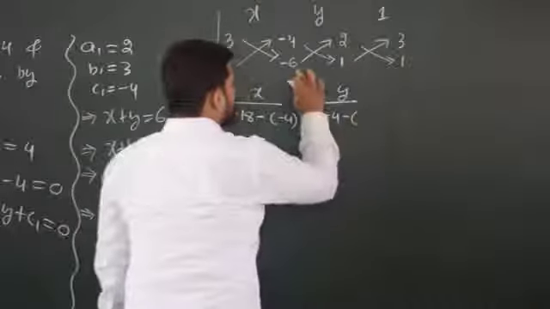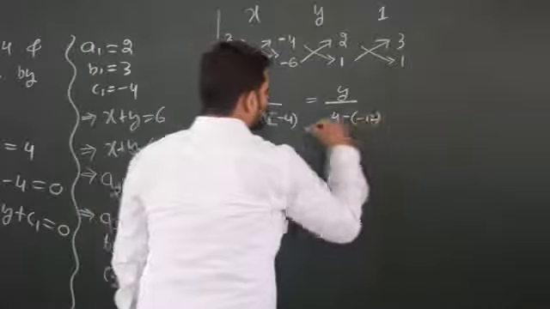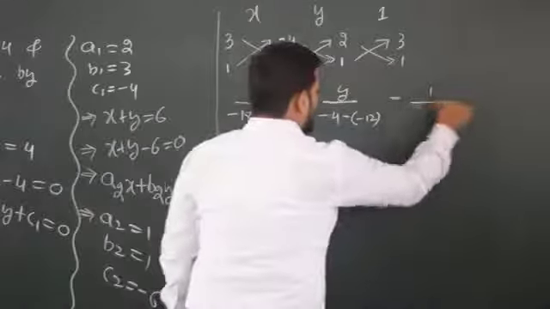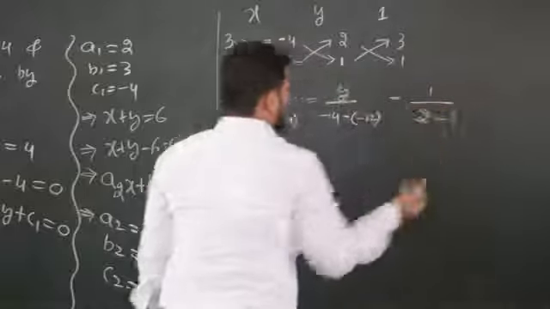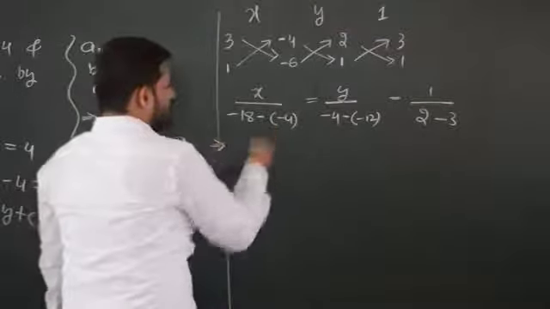Then minus bracket minus 6 into 2 is minus 12. That is also known. And that is equal to 1 divided by 2 into 1 is 2 minus 1 into 3 is 3. Over. That's it. Now you simplify this. What is the first equation?